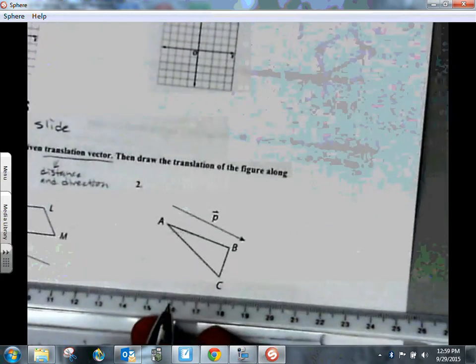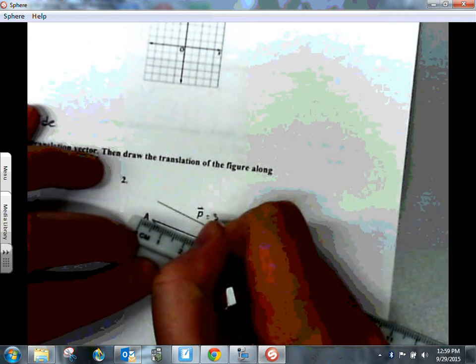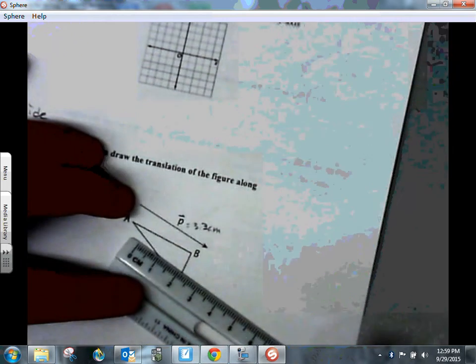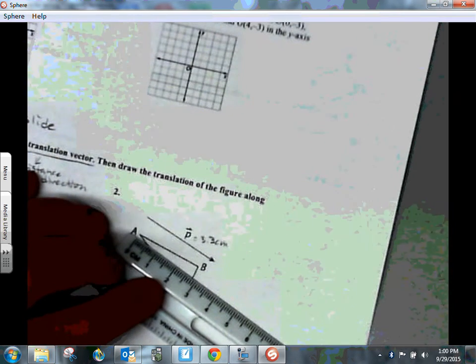Now I'm going to do the same thing in number 2. I'm going to measure this vector, and it looks like it's about 3.3 centimeters. Let's see how good we can get this. All right, looks fairly decent. Go 3.3 centimeters and plot a point. I'm going to call that point A prime.